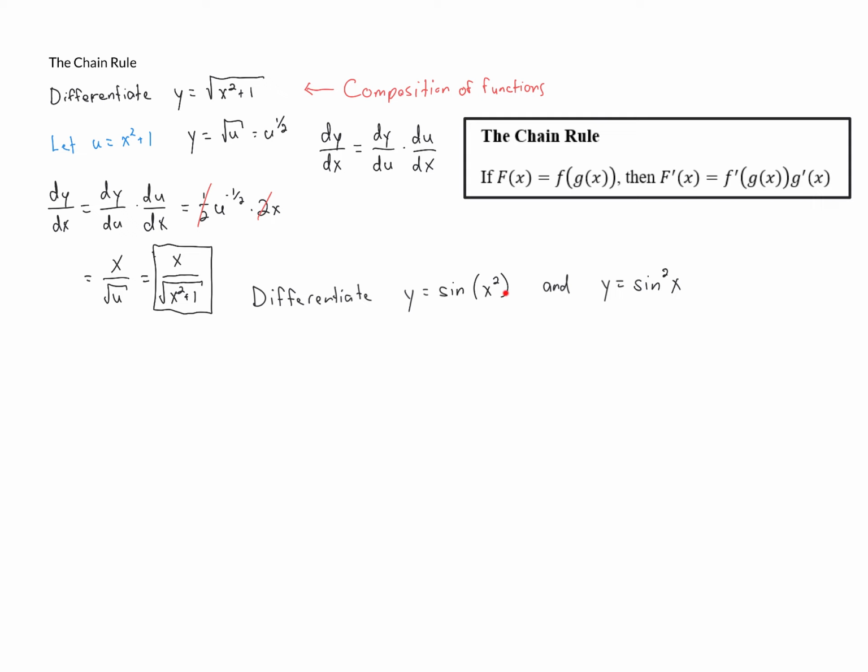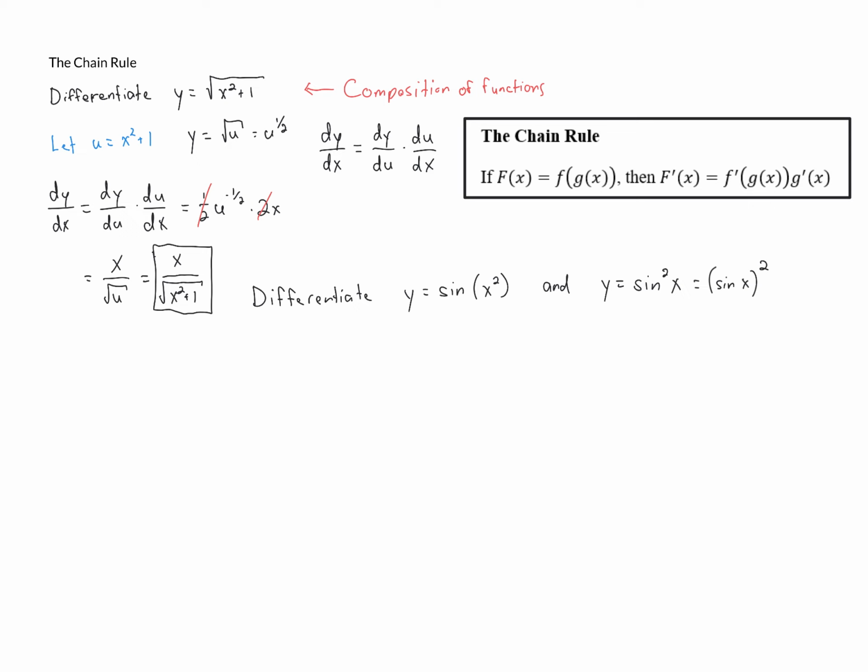In this first function, the inner function is squaring, and then the outer function is taking sine. But in this one, the inner function is sine, and once we've taken the sine, we end up squaring things. Remember, this is the same as sine of x quantity squared. So here the inner function is sine and the outer function is squared.